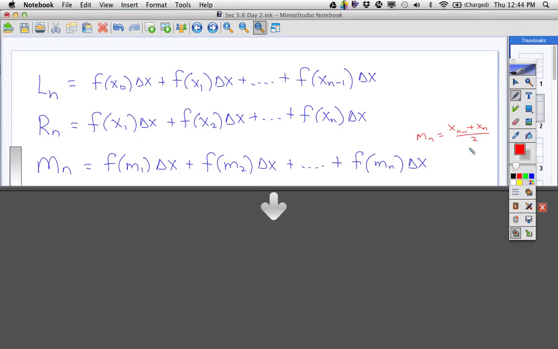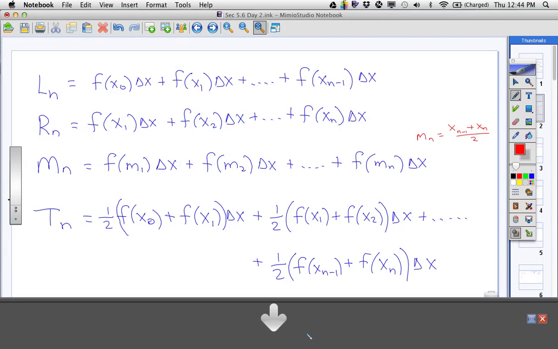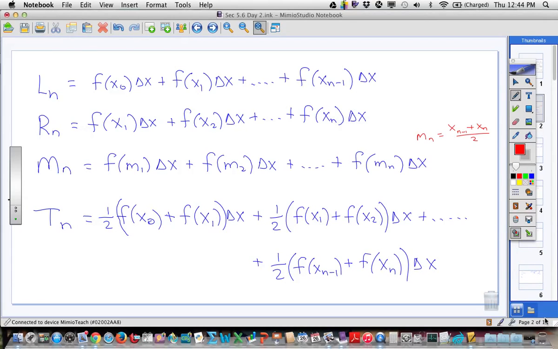Okay, and then trapezoids. The thing we want to know about trapezoids is that we start at the left edge, just like the picture we just drew. We use the left edge and the right edge, both. Add them up, times a half, times our width, delta x. And then we go x1 and x2. So x1 is the right edge of the first trapezoid, and it's the left edge of the second trapezoid, so it gets used twice. All of the points get used twice, except the far left one and the far right one. They only get used once. So the x sub 0 and the x sub n only get used once. That's your basic trapezoid formula.